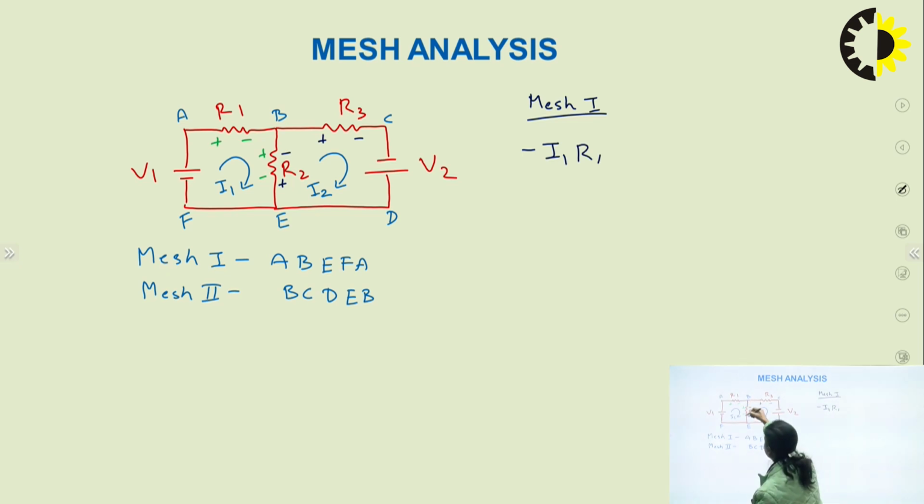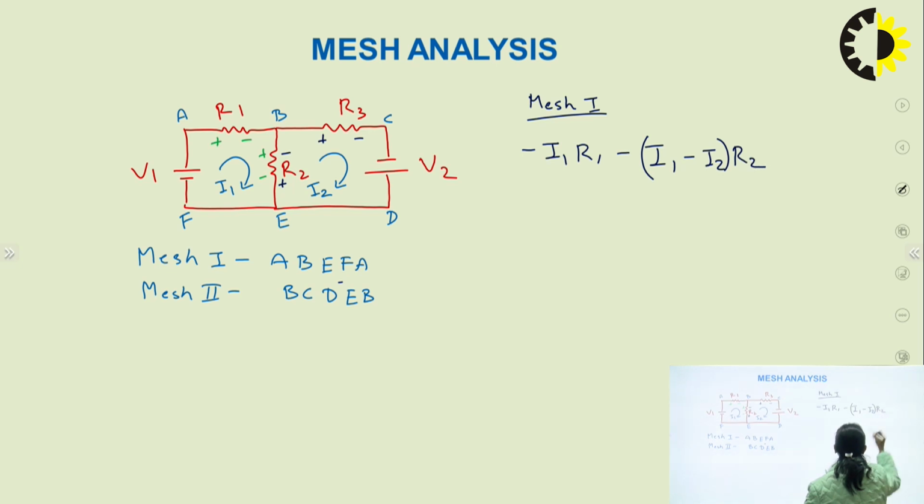Now again I am going to this R2, and here you can see that in R2, two currents are flowing, that is I1 and I2. The direction of I1 is from B to E and the direction of I2 is from E to B. It means that both currents are flowing in opposite directions. So if I am writing the equation for this loop, you will write I1 minus I2. The current flowing in this R2 is I1 minus I2. So you will write minus, the current flowing is I1 minus I2 and the resistance is R2, right?